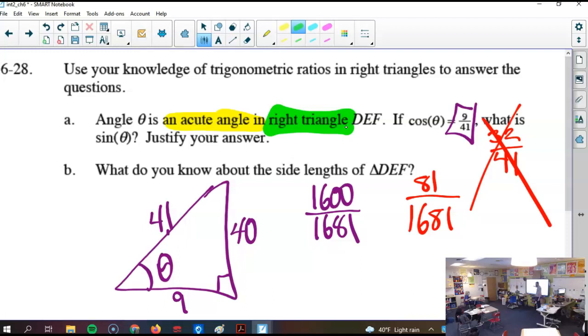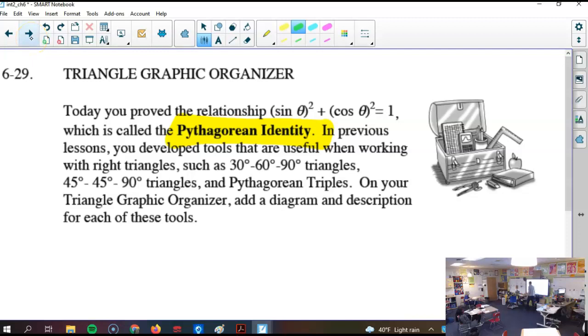So this is where people put in extra words, especially in those state tests. Don't pay attention to the distractors. Do what you know. Don't get hung up on this. But acute just means less than 90, right? So this is fine. Wait, we're done.